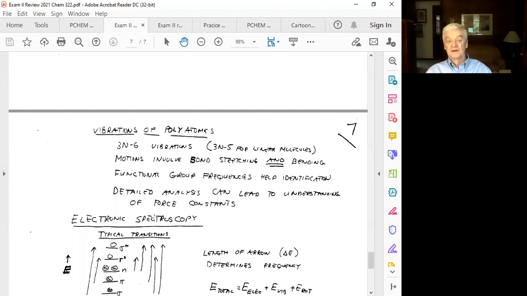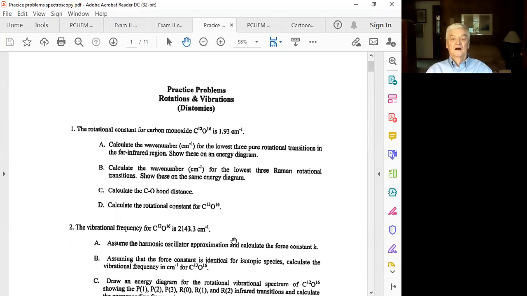So the review I sent out included electronic spectroscopy. That will not be on the examination. You can expect to see something on your third exam on electronic spectroscopy along with statistical mechanics. Okay, this is what I sent out yesterday. These are in your lecture notes, but there's lots of problems to practice on. The answers are included, so you can look at those.